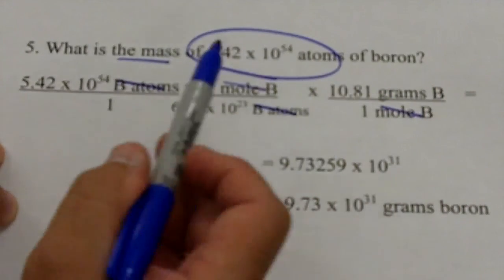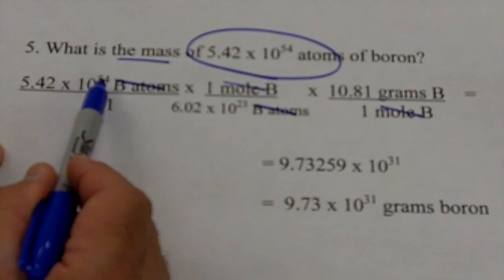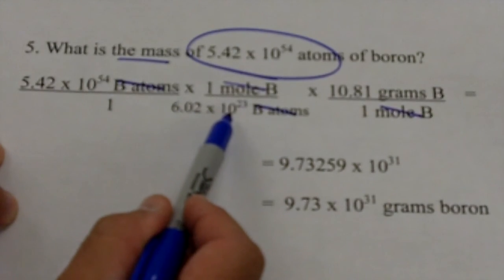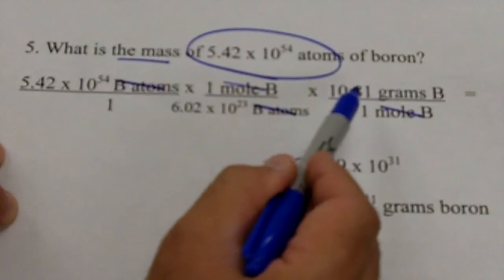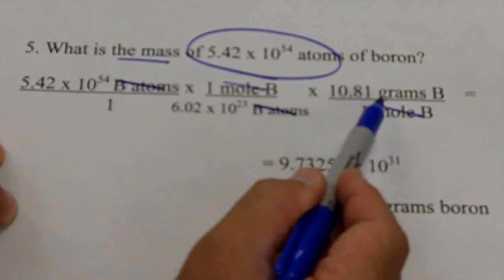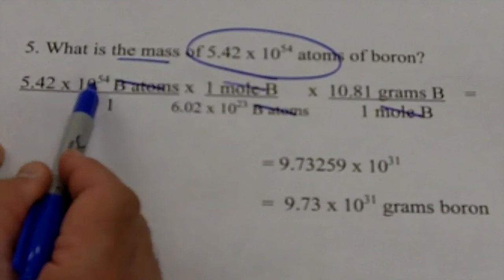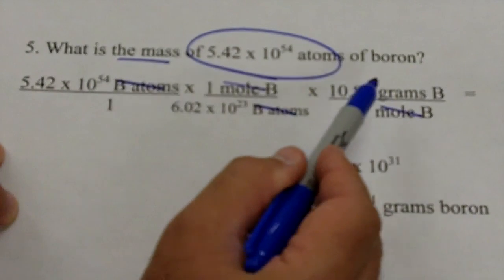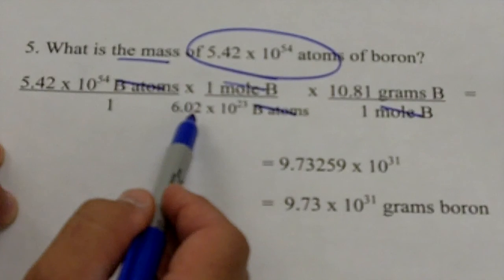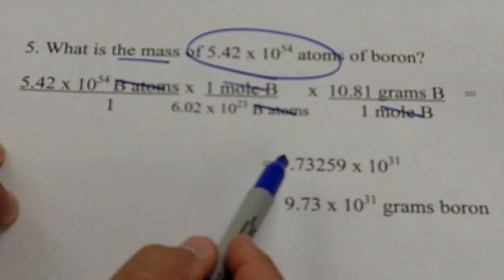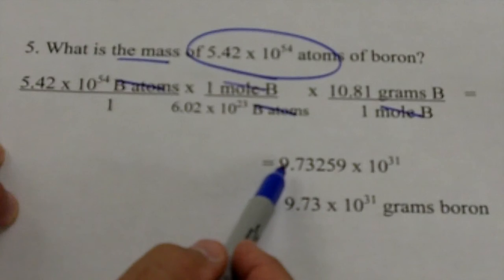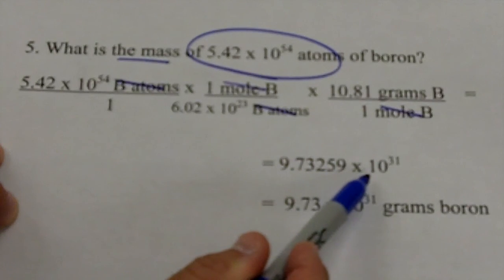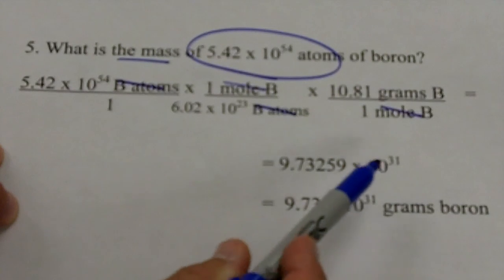Now it's time to get the calculator out. 5.42 times 10 to the 54th divided by 6.02 times 10 to the 23rd, enter, times 10.81. If you wish, 5.42 times 10 to the 54th times 10.81, enter, divided by 6.02 times 10 to the 23rd, if you prefer. And in the event, we get 9.73259 times 10 to the 31st.